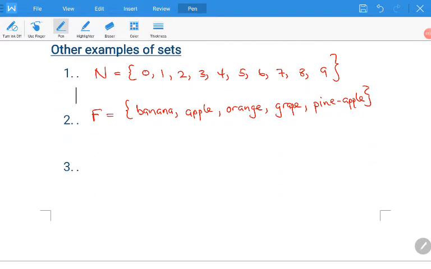A set can also constitute of letters. So we are going to present another set using letters. Let's say from A to F. So in this set we have A, we have B, we have C, we have D, we have E, and F. This is a set on its own.